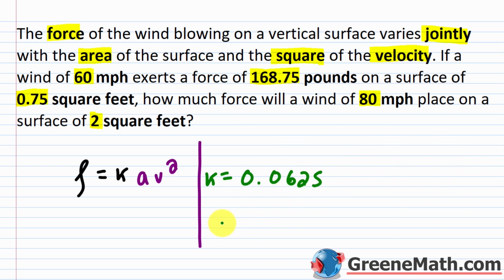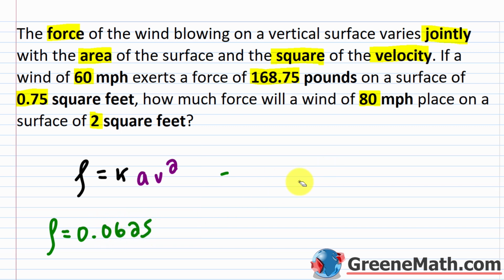And again, all you have to do once you've found K is just plug it in. So the updated model would be F is equal to 0.0625 times your A times your V squared. So in this part right here, it says how much force will a wind of 80 miles per hour. So for the velocity, you want 80 squared. Place on a surface of 2 square feet. So for the A, you want a 2. So all we're going to do now is just plug this into the calculator, and I get 800.